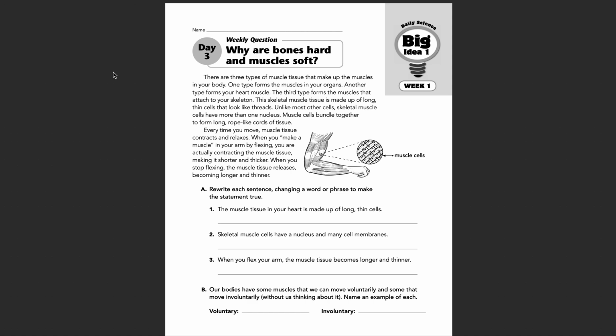Every time you move, muscle tissue contracts and relaxes. When you make a muscle in your arm by flexing, you are actually contracting the muscle tissue, making it shorter and thicker. When you stop flexing, the muscle tissue releases, becoming longer and thinner.